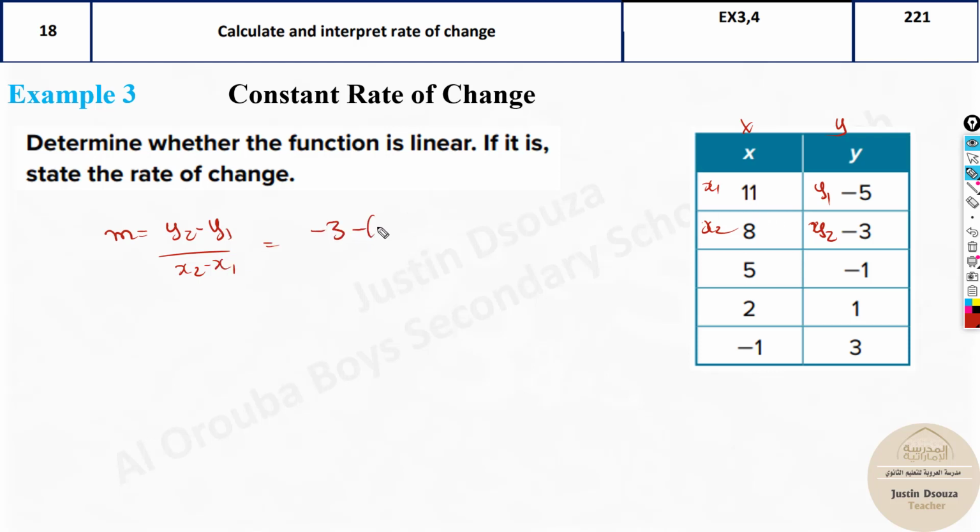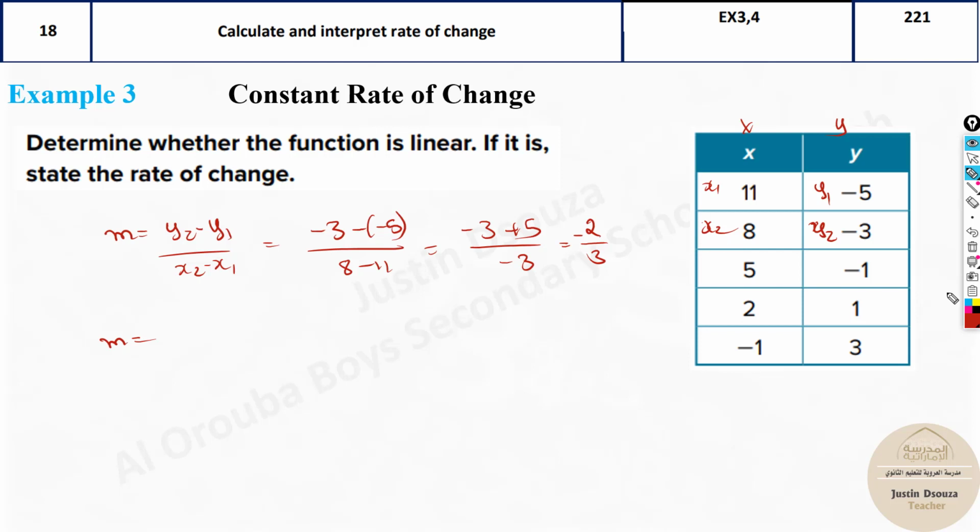minus 3 minus of minus 5 divided by 8 minus 11. The answer will be minus 3 plus 5 divided by minus 3. So it is 2 by 3 with a negative sign. Why? Because 5 minus 3 is positive 2, but this minus 3 will give a negative. It's negative 2/3. We have to apply the same formula here and elsewhere as well.